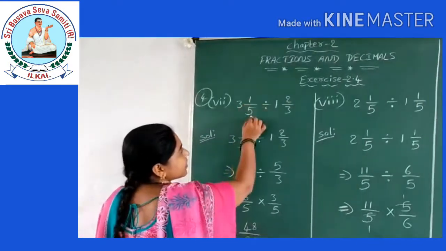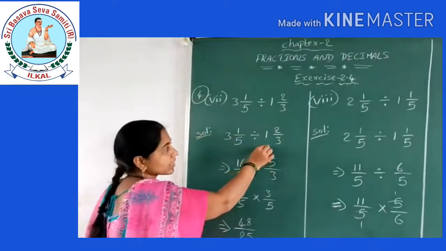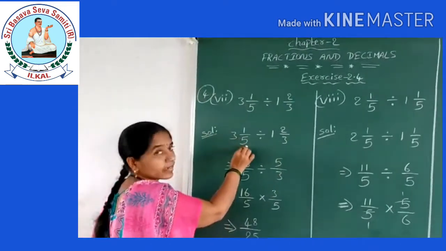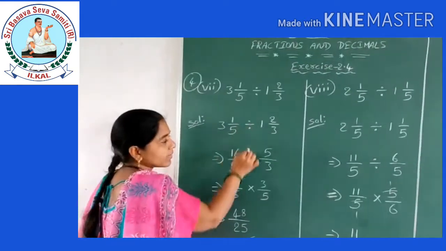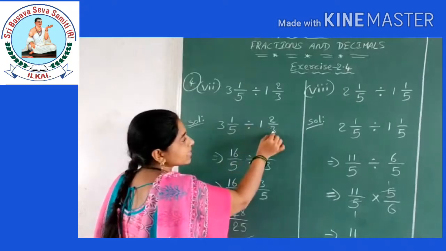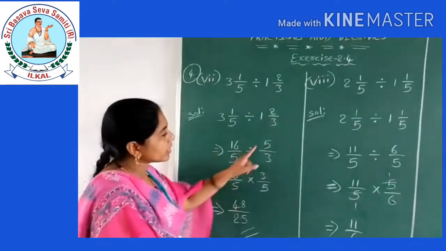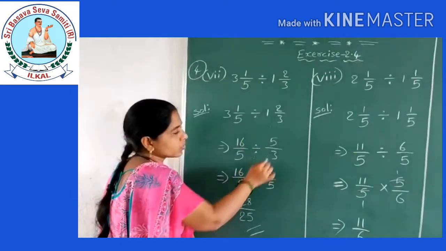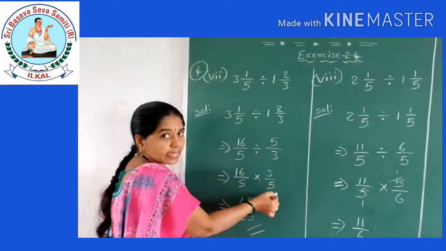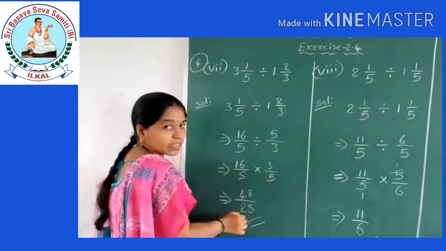Next question, children. 3 integer 1 by 5 divided by 1 integer 2 by 3. After rewriting the question, convert to improper. 3 5s are 15 plus 1 is 16 by 5, and the divided by symbol as it is. 1 3s are 3 plus 2 is 5 by 3. Now reciprocal of 5 by 3. 16 by 5 as it is, write down, into 5 by 3 reciprocal is 3 by 5. Now 16 3s are 48, 5 5s are 25.